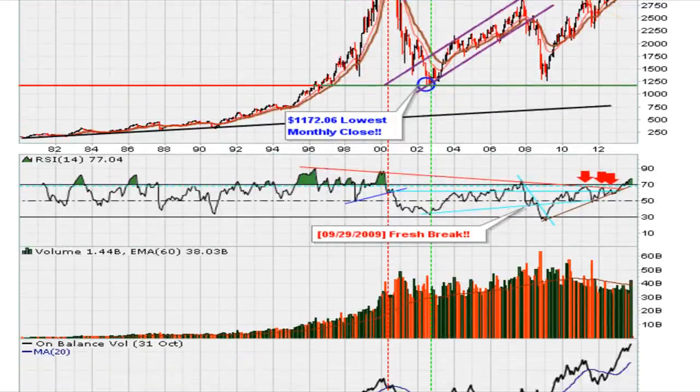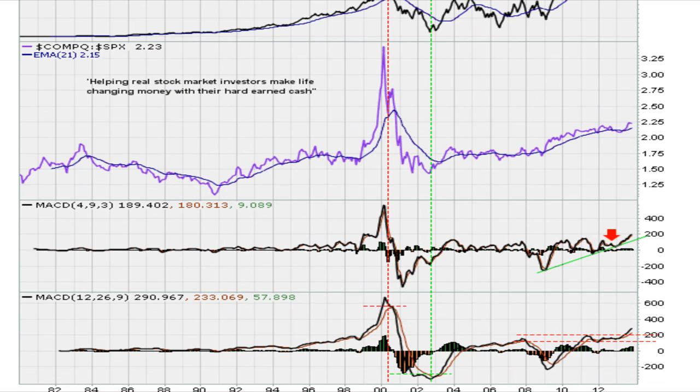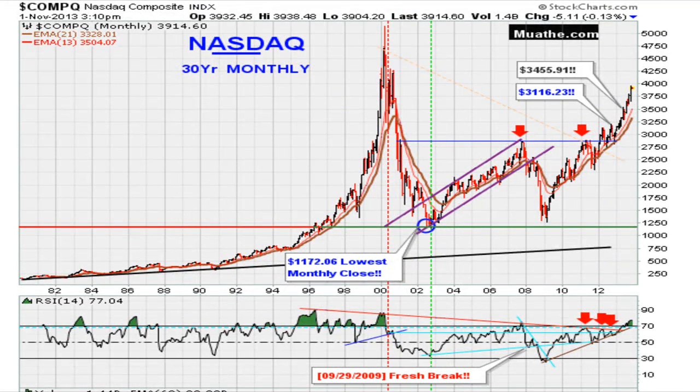For now, MACDs are pointing to the upside, so there's no crossover. This market still remains strong on the monthly time frame.